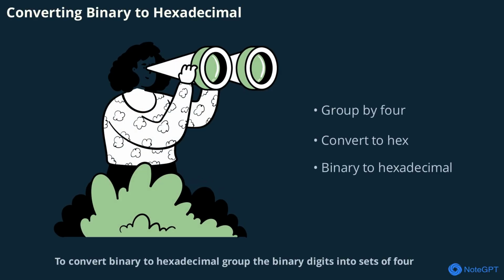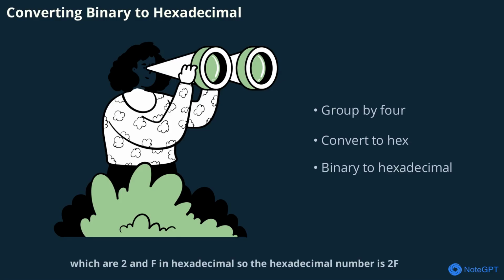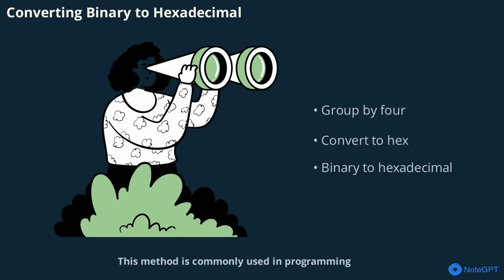To convert binary to hexadecimal, group the binary digits into sets of 4 starting from the right, then convert each group to its hexadecimal equivalent. For example, the binary number 101,111 can be grouped as 10 and 1111, which are 2 and F in hexadecimal, so the hexadecimal number is 2F. This method is commonly used in programming.